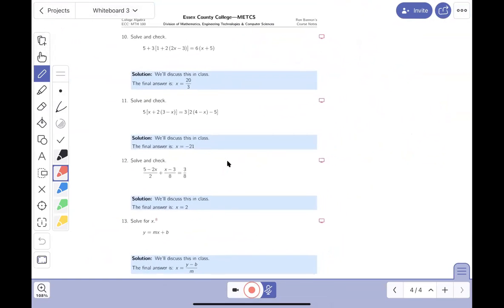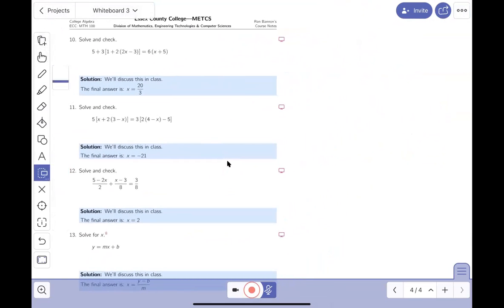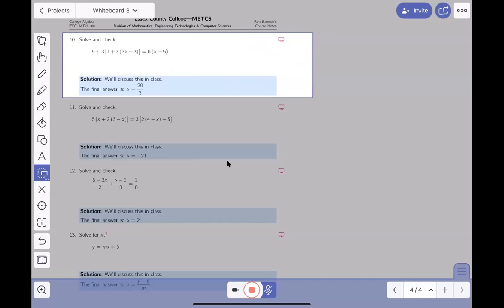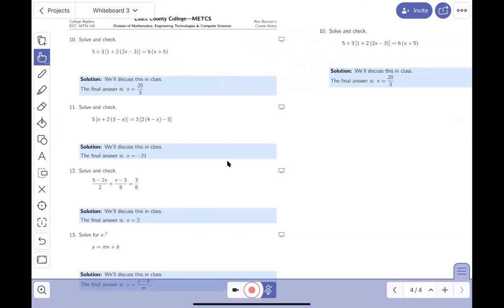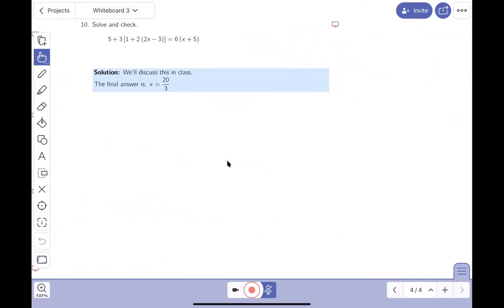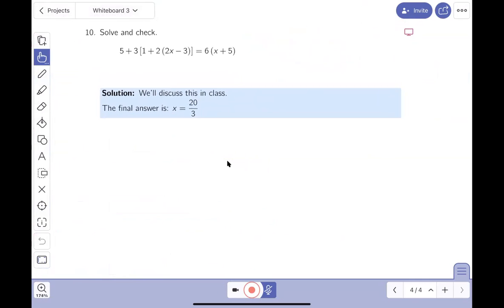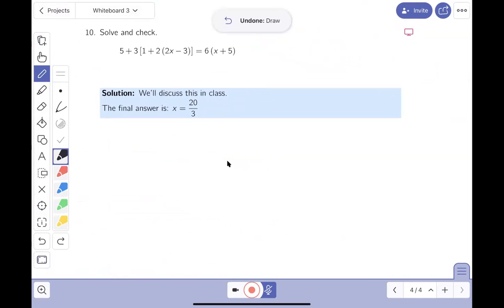Let's take a look. All right, I'm going to talk you through it. The first thing I would recommend you do is to remove the grouping symbols. Now, of course, on the right side, let's go back to black ink. On the right side, it's super easy. It's 6 times x, which is 6x, plus 6 times 5, which is 30. There's not much I can do about that. That's as simple as it gets.